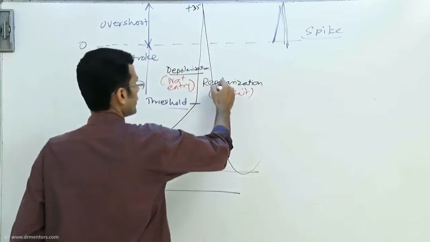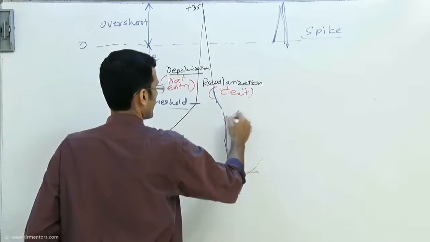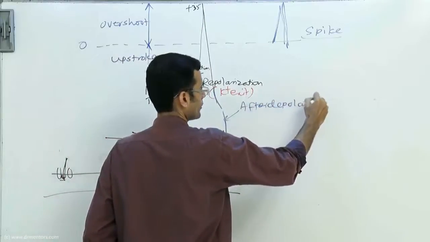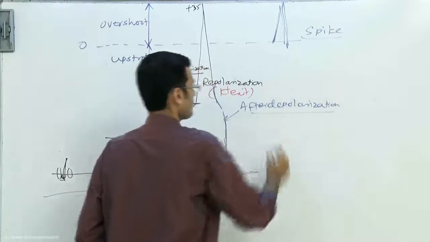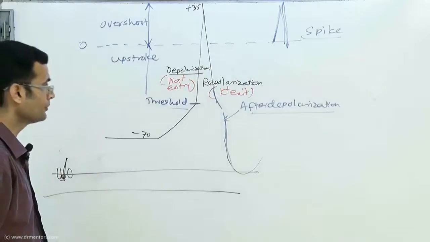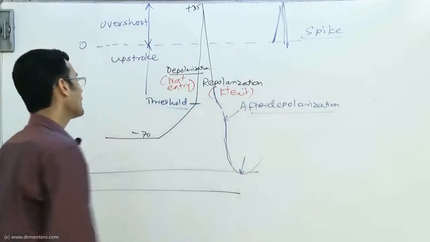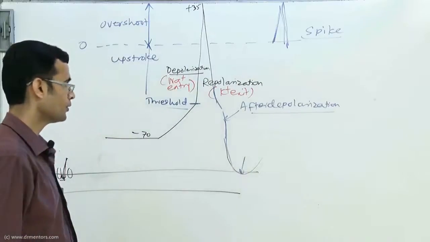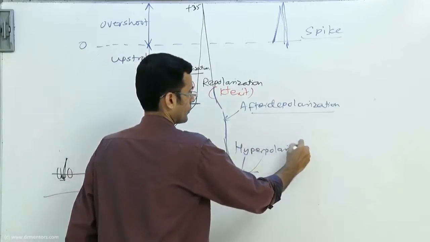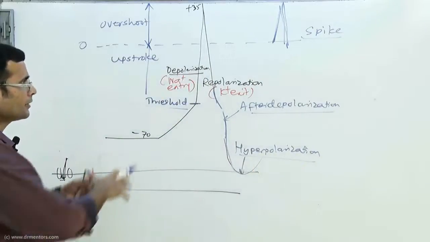And then the slowdown of repolarization, this phase, is called after depolarization. It's a misnomer. It's actually a repolarization, but it's being called after depolarization. We will see why. And actually the point becomes more negative than the original. That's called hyperpolarization. These are the phases and their details.